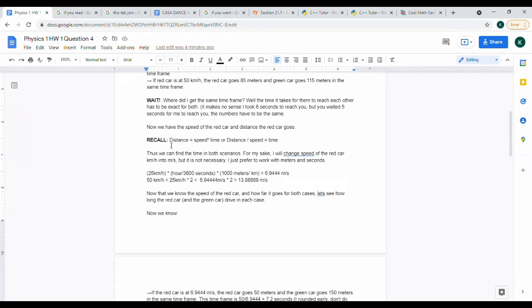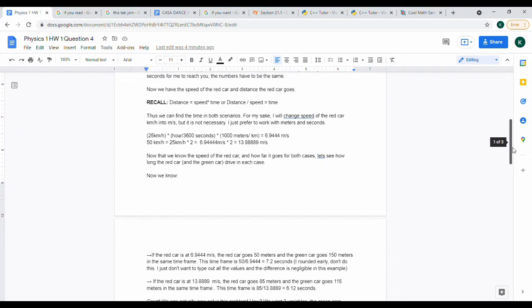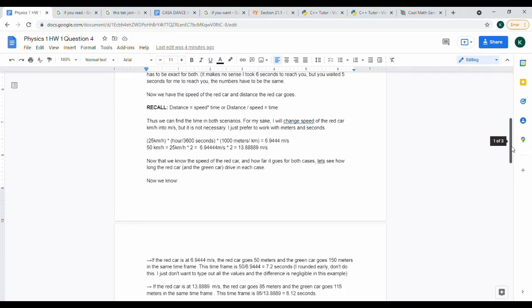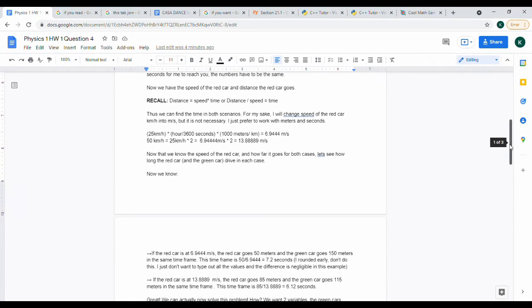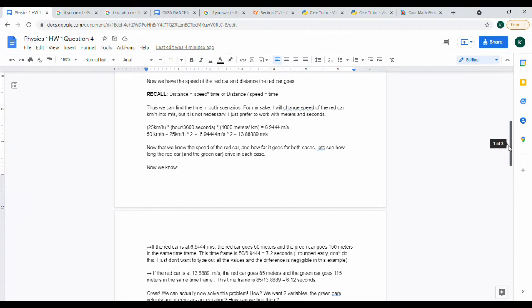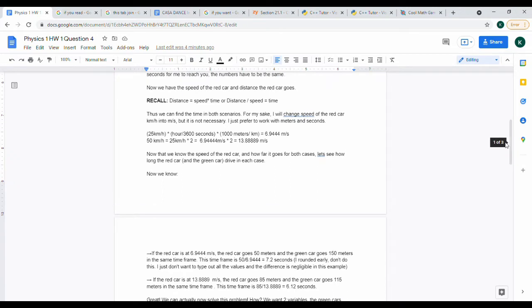So, later means now. Distance equals speed times time, or distance divided by speed equals time. These are equivalent. This is important. Why is this important? Because we know the distance of the red car. We know the speed of the red car, which means we can find the time of the red car. If we can find the time of the red car, we know the time of the green car. And that would be helpful. So we can find time for both scenarios, for the red car, which would be both cars.